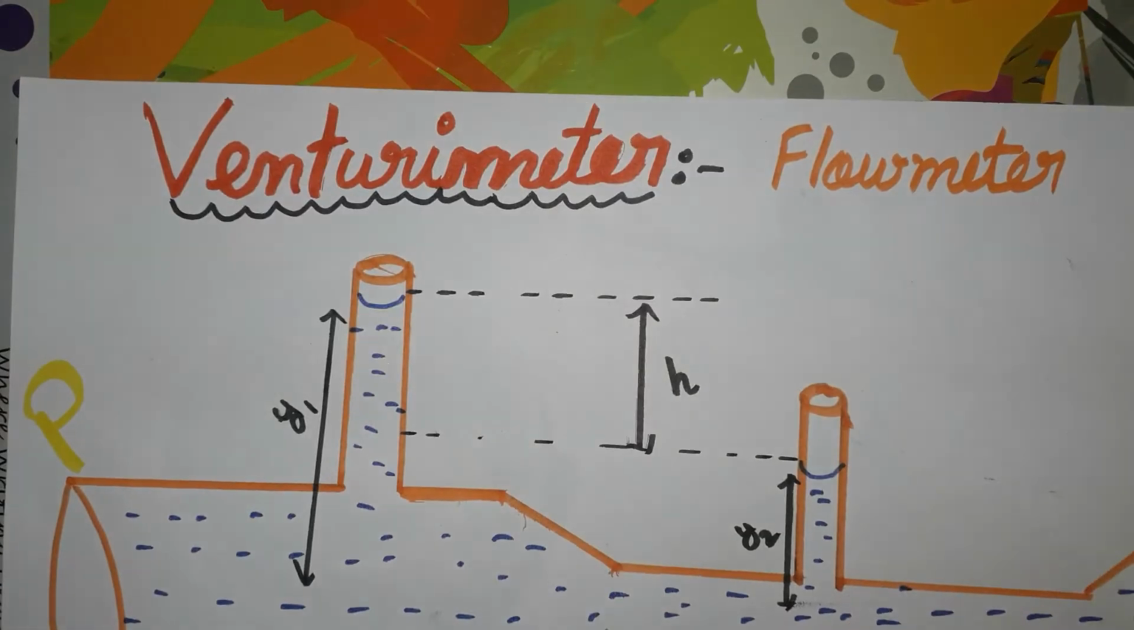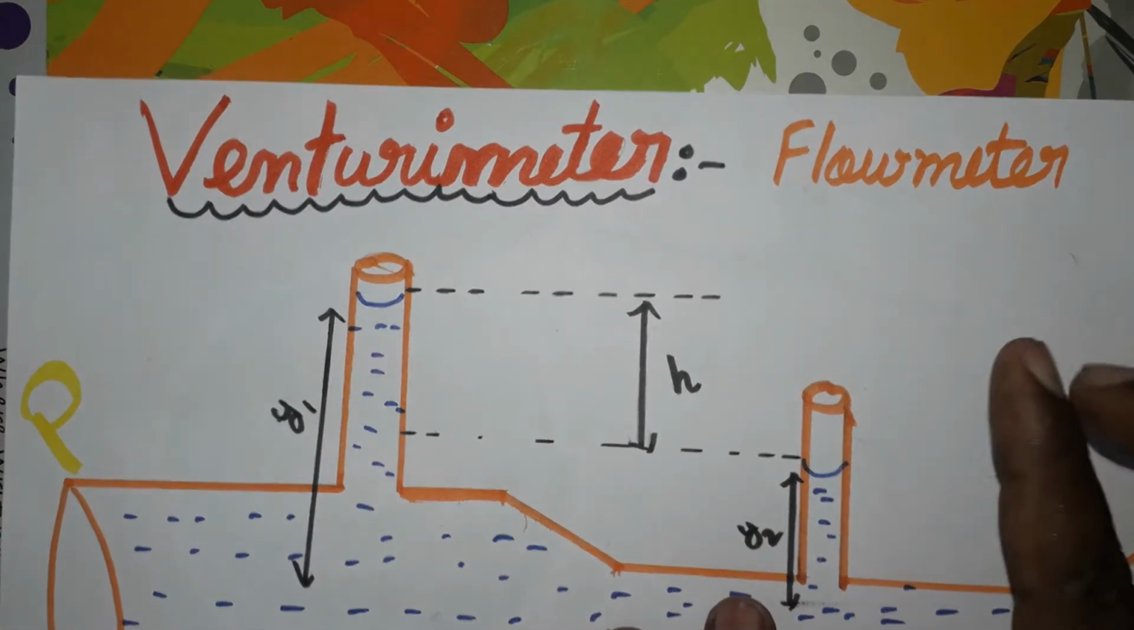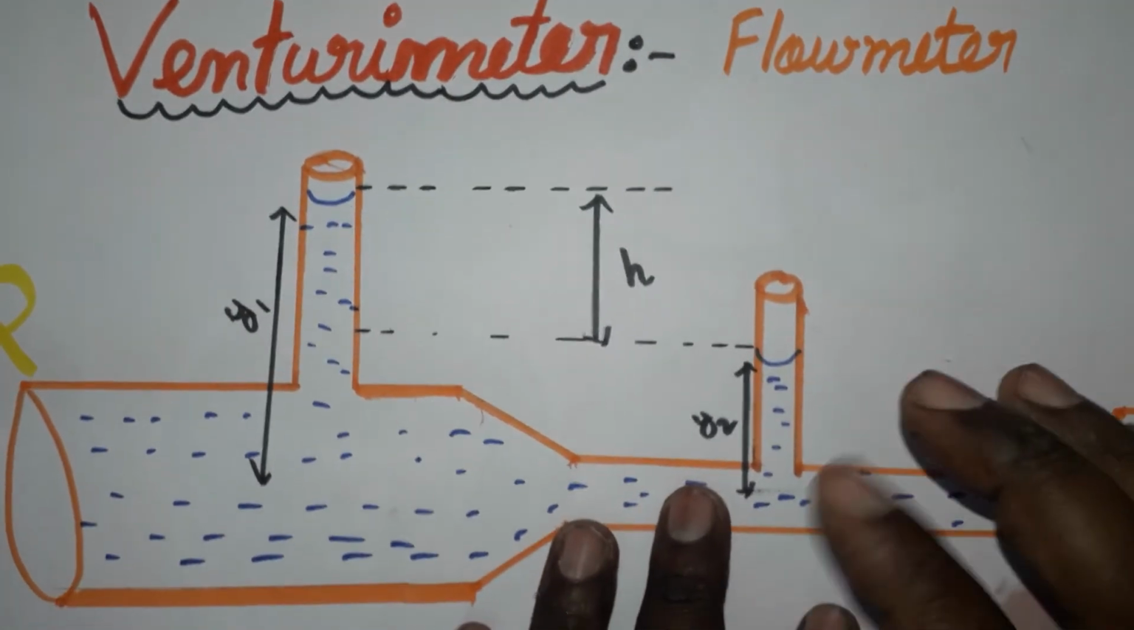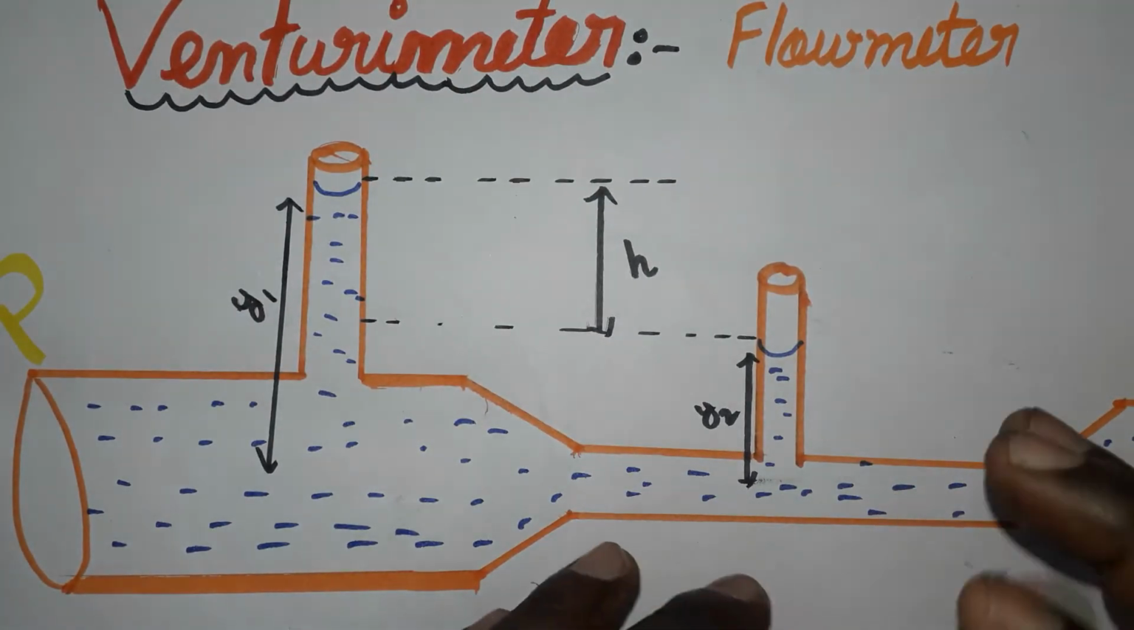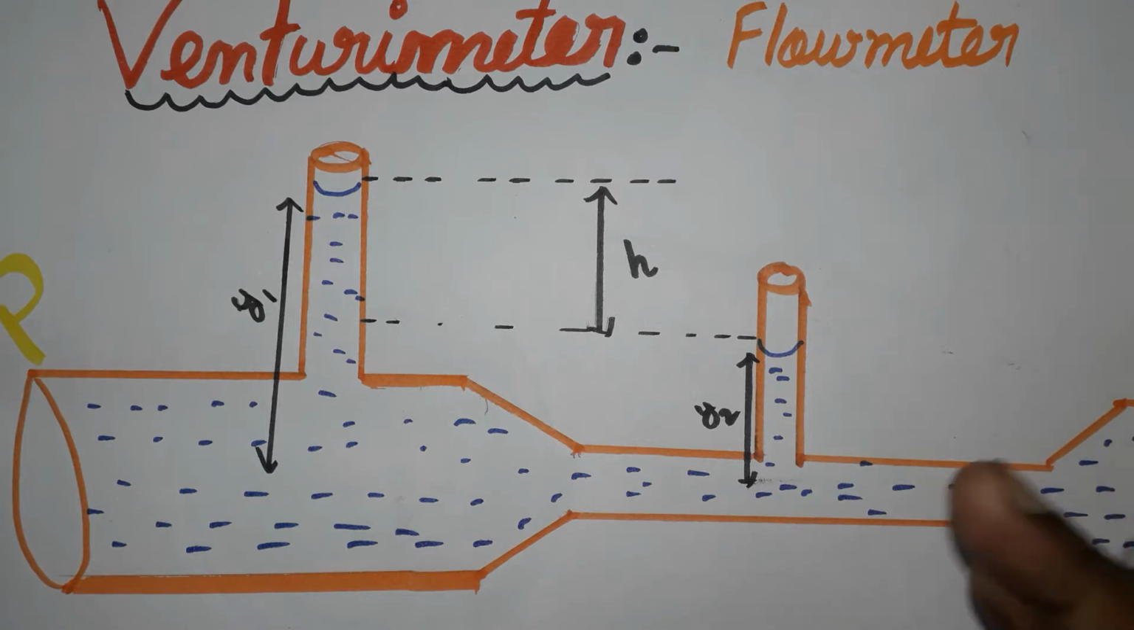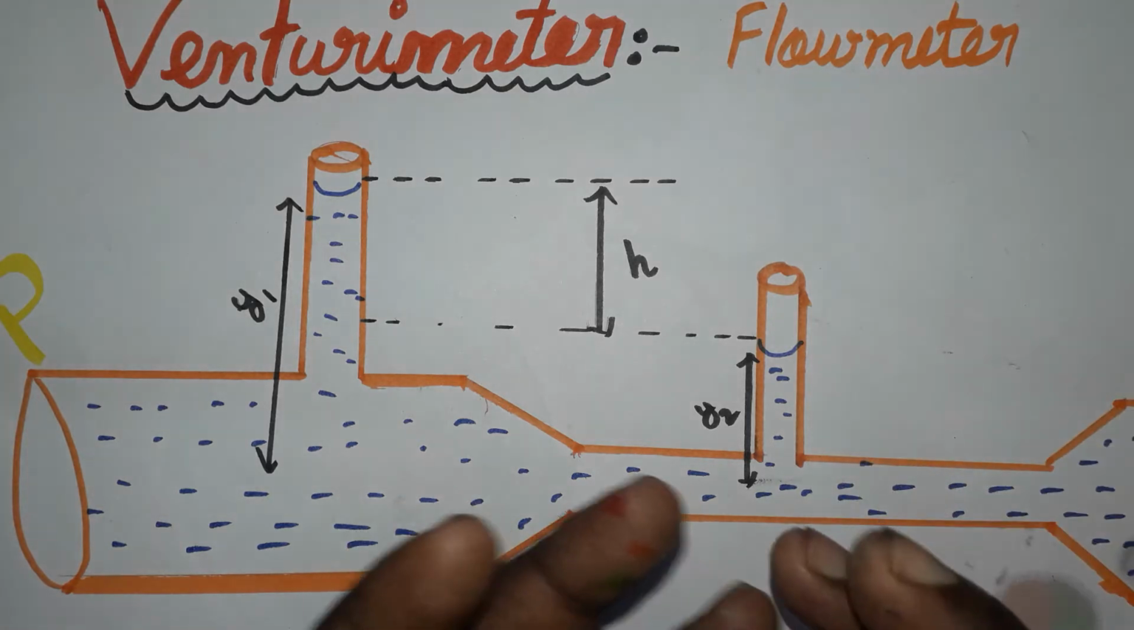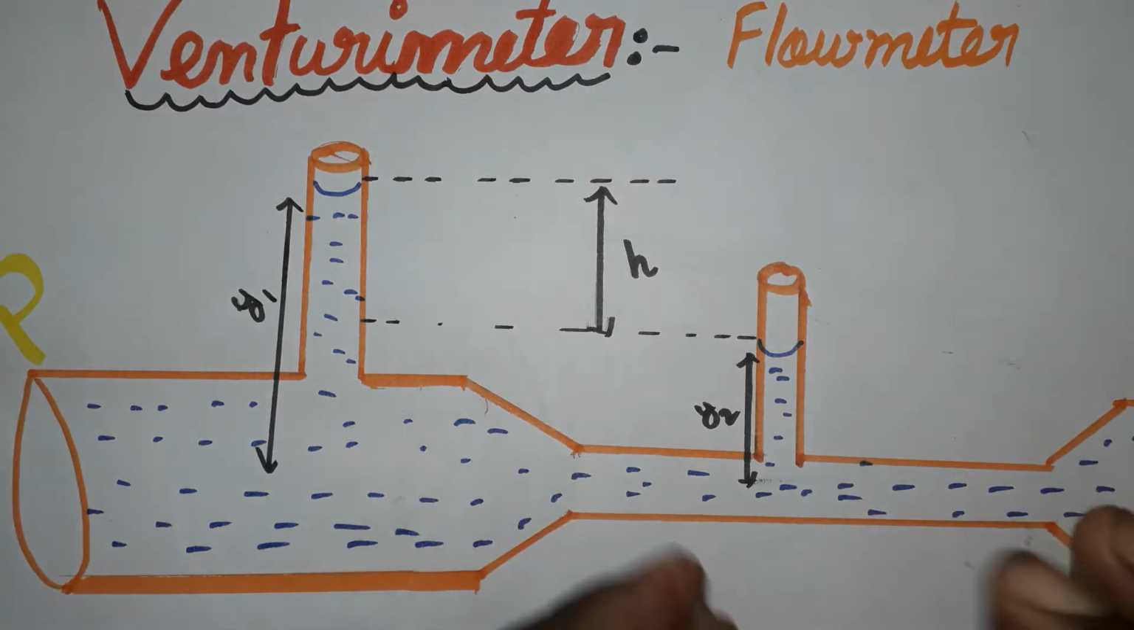Hello student, today we are going to see the venturimeter. The venturimeter, which we are also going to call a flow meter, is a device that helps to measure the rate of flow of liquid. Otherwise, we can say it tells the volume of the liquid flow.